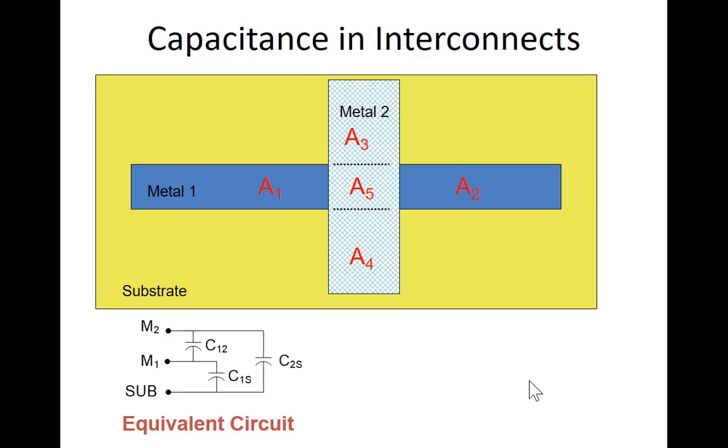So here might be a minimal amount of overlap if you let them cross each other in a perpendicular way, but they could run parallel to each other and on top of each other. And then the overlap area would be a lot larger. So let's calculate the capacitance. C12, capacitance from metal 1 to metal 2, is equal to capacitance density from metal 1 to metal 2 times the area A5 here. That's the only place the two are on top of each other. How about the capacitance from metal 2 to substrate? Can we write that down?